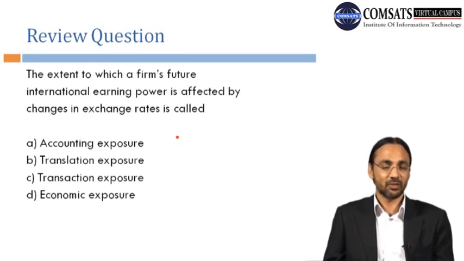The extent to which a firm's future international earning power is affected by changes in exchange rate is called accounting exposure, translational exposure, transactional exposure, or economic exposure. These are the four choices you can think about. What is the exact answer? You can get the answers to all these review questions from the book. But what I really suggest is that, first, without looking at the answer, you think about what can be the right answer. That's just a sort of practice.